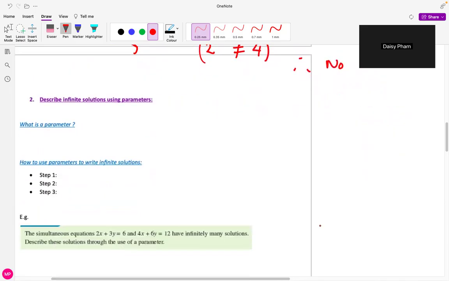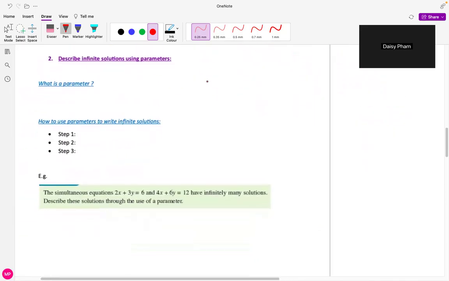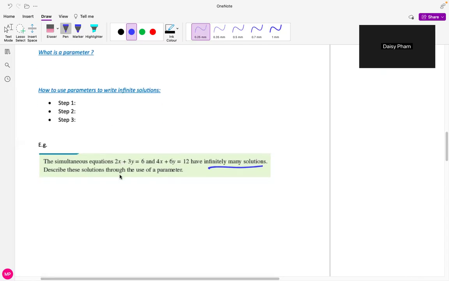All right. Now we're going to learn describing infinite solutions using a parameter. So what is a parameter? A parameter is used when you have to describe infinite solutions like the two equations, okay? And because there are too many solutions, we use a letter, and that letter we call a parameter. Think about it like a constant, but it can have many different values depending on what you want, because you have infinitely many solutions. All right, so let's do this example.